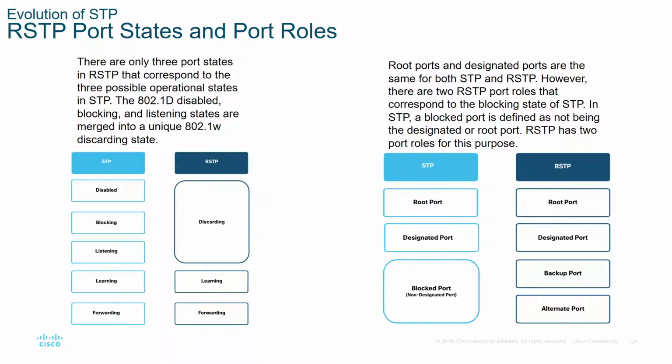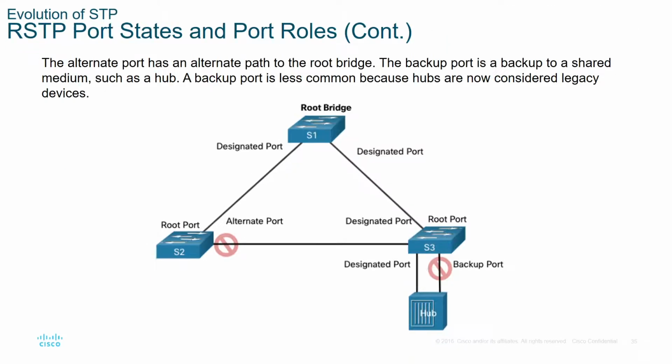So they've defined that block port a little bit more in a granular way when talking about root ports and designated ports. So we still talk about root port and designated ports, but rather than just a block port, we now talk about backup and alternate. So rapid spanning tree port states and port roles then. The alternate port has an alternate path to the root bridge. The backup port is a backup to a shared medium such as a hub. A backup port is essentially less common because we now consider hubs to be really legacy devices. So this use of the backup port is really to cater for legacy devices.